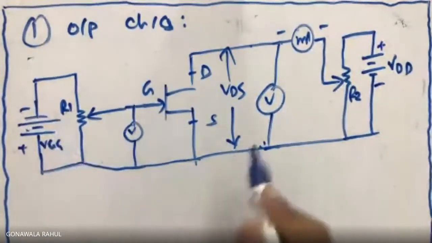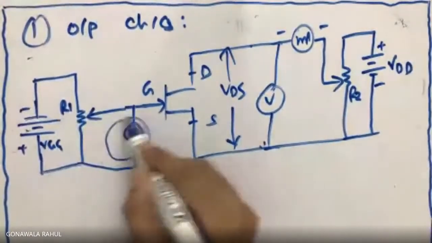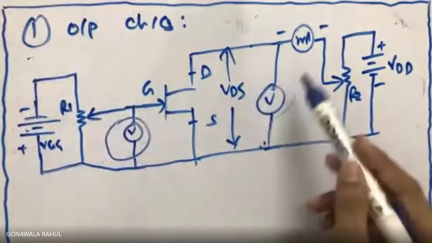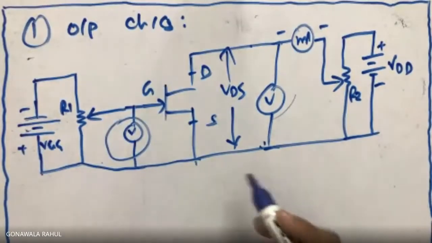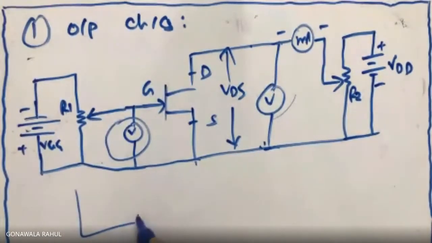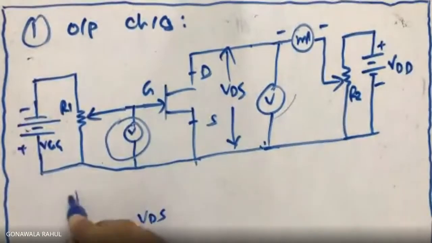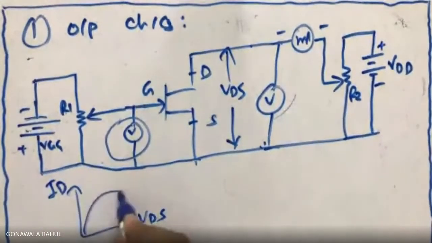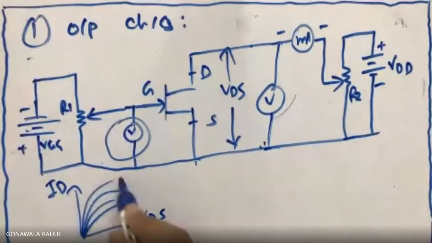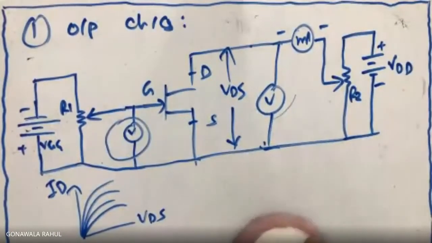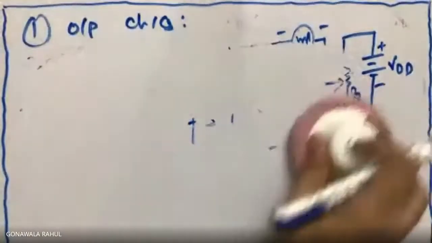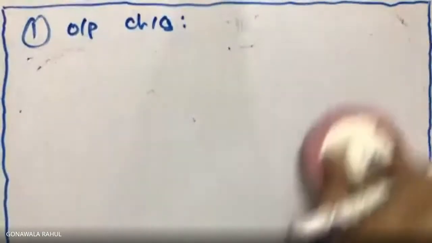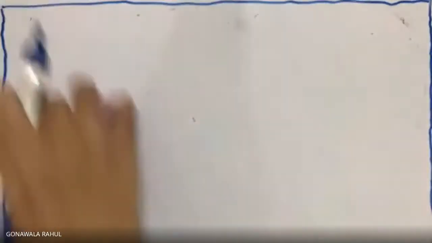Clear? So here we can measure gate current. Here we can measure drain-to-source voltage. Here we can measure drain current. As you know, our curve is VDS on one axis and ID on the other, and at different values of VGS we are plotting this curve. So these three parameters should be measurable, and that can be achieved with this circuit. Now before going to transfer characteristics, first we will see the FET structure.